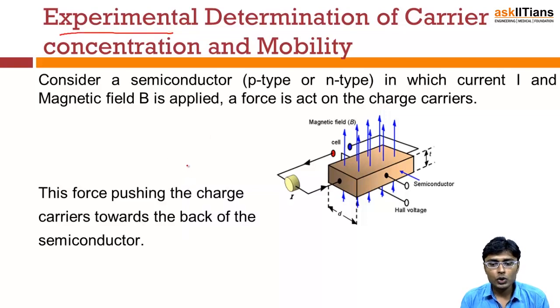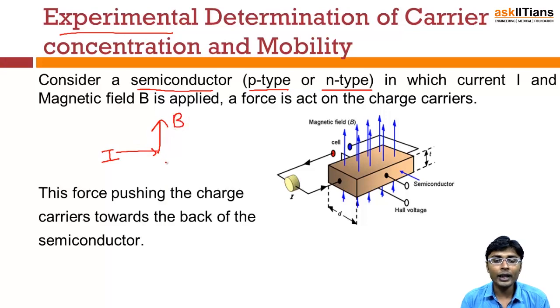Okay, so let us assume we are having a semiconductor bar. It may be either p-type or n-type, and a current is flowing through it. Now let us assume a magnetic field is applied in the direction perpendicular to the current. So this is the current direction and this is the direction of magnetic field. So an electric field will be induced in it.